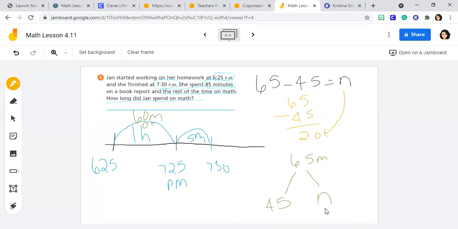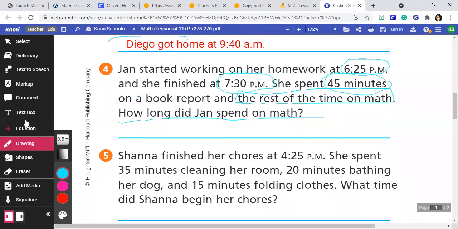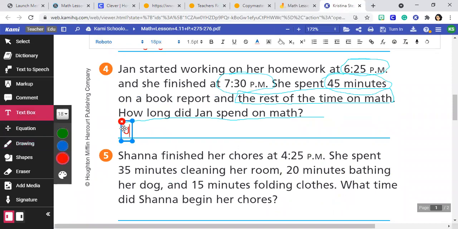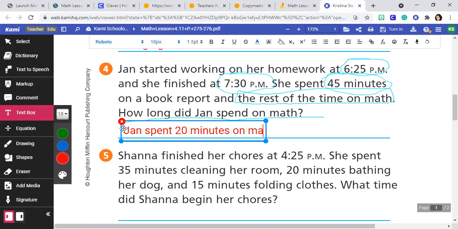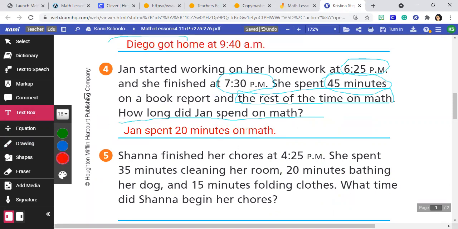So the 45 minutes was on the book report, and that unknown amount, which we figured out to be 20, was the time that she spent on math. So the question was, how long did Jan spend on math? Jan spent 20 minutes on math. I took the question, I turned it around to start my answer. How long did Jan spend on math? Jan spent 20 minutes on math.